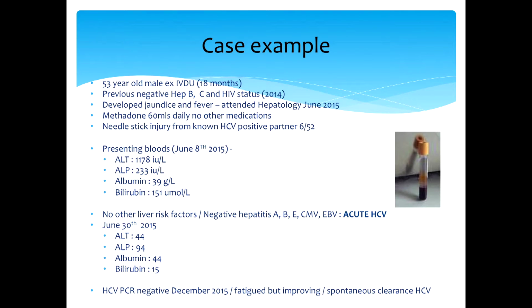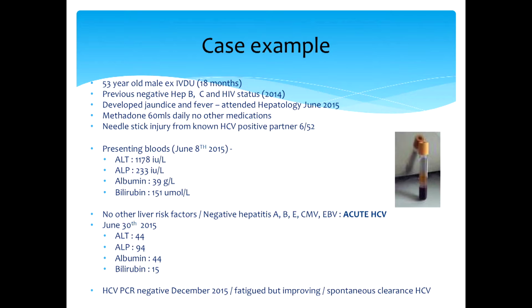Just wanted to talk a little bit about a case example. So this is somebody that I saw in the liver clinic in the summer of last year, a 53-year-old ex-intravenous drug user, had given up 18 months ago. All our patients in Cornwall that are under drug and alcohol services will have yearly viral hepatitis screens, independent of whether they're still actively using. And so we knew with this chap that in 2014 he'd had a negative viral hepatitis and HIV screen.